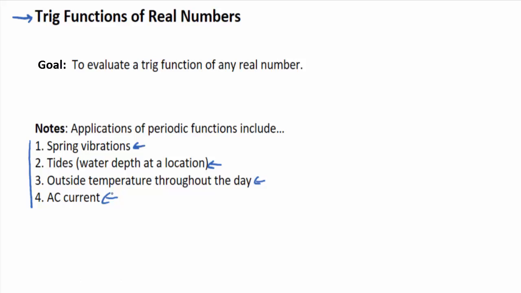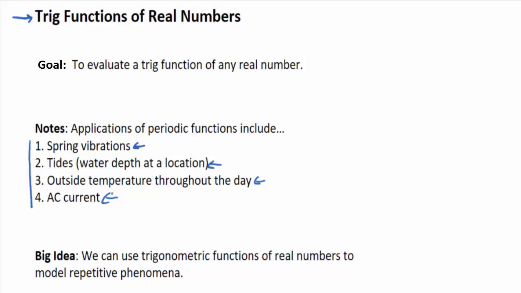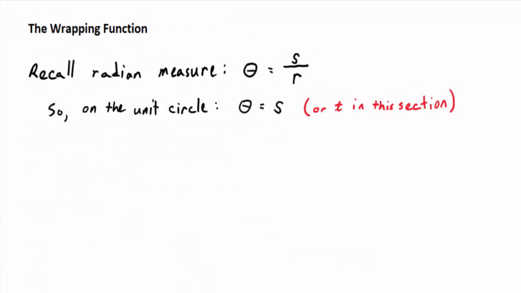Unfortunately, we're not ready for the applications yet. We don't get to do the cool stuff yet. We just get to see the definitions and develop the idea of trig functions of real numbers. That's the big idea, by the way. We can use trig functions to model repetitive or periodic phenomena. And in order to develop the trig functions of real numbers, we're first going to develop a new kind of function called the wrapping function. It's going to look strange at first because it doesn't map a number to a number. This function maps a number to a point in the xy plane. But after you get used to that, it's not that big of a deal as far as what it really means. So let's define this wrapping function.